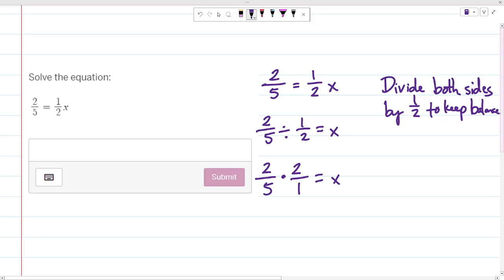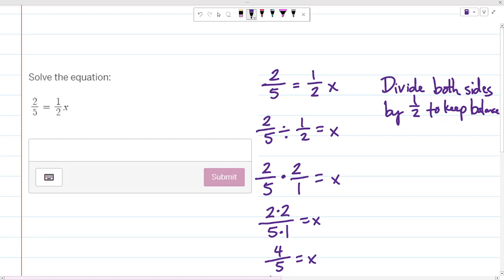So then we have 2 times 2 over 5 times 1 equals x. So that means that 4/5 is equal to x. And that's fine. We don't need to convert this to a decimal or anything like that. 4/5, the quotient of 4 and 5, that's x. That's what's going to make this true.